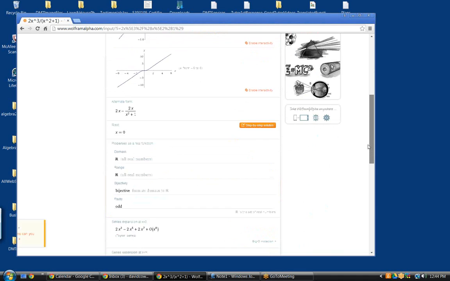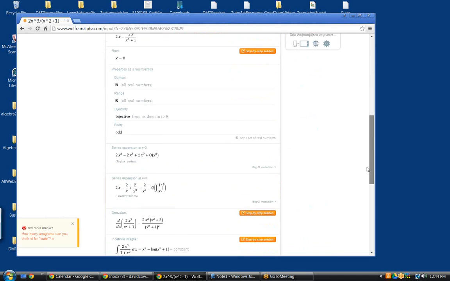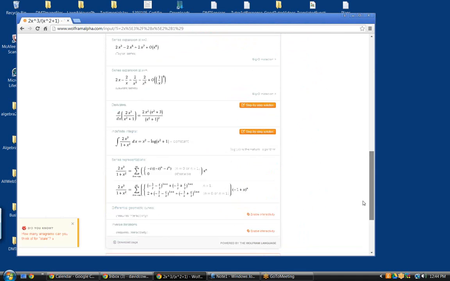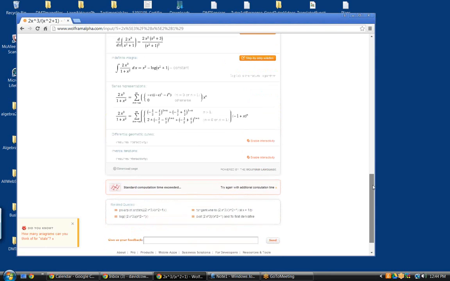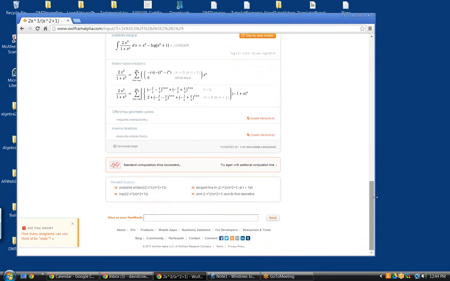Let's see if Wolfram Alpha gives us any additional information. They give you the first derivative. They don't give you the inflection points or the second derivative.